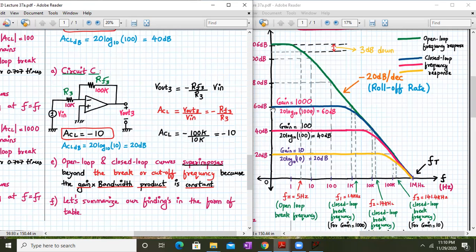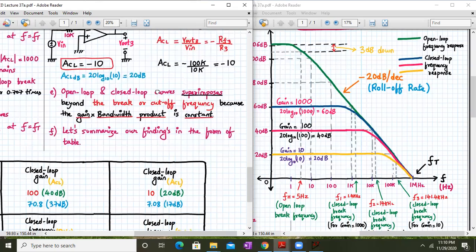In the case when the gain was 1000, the blue color curve merges after f1, and when the gain was 100, the pink color curve merged together with the green one after f2, and for the yellow color curve for the gain of 10, it will merge together after f3 with the green color. That is the open loop frequency response. This happens because the gain bandwidth product is a constant.